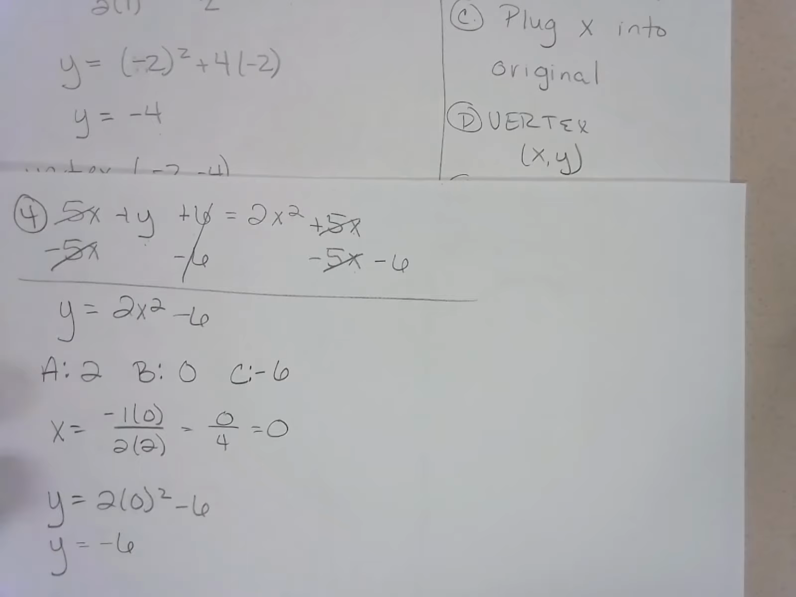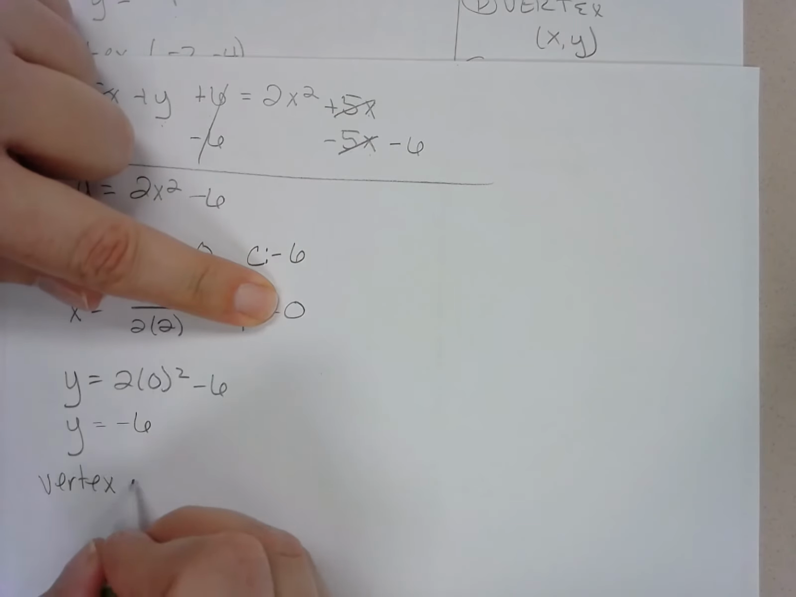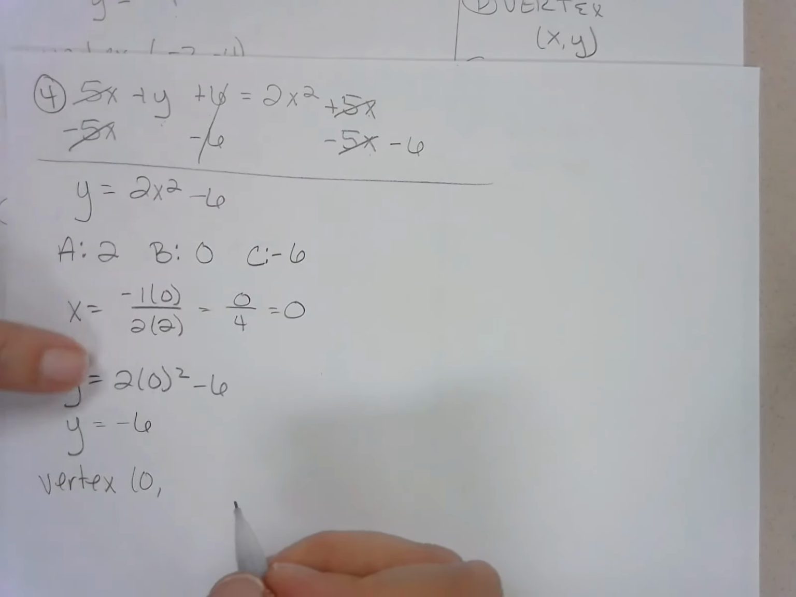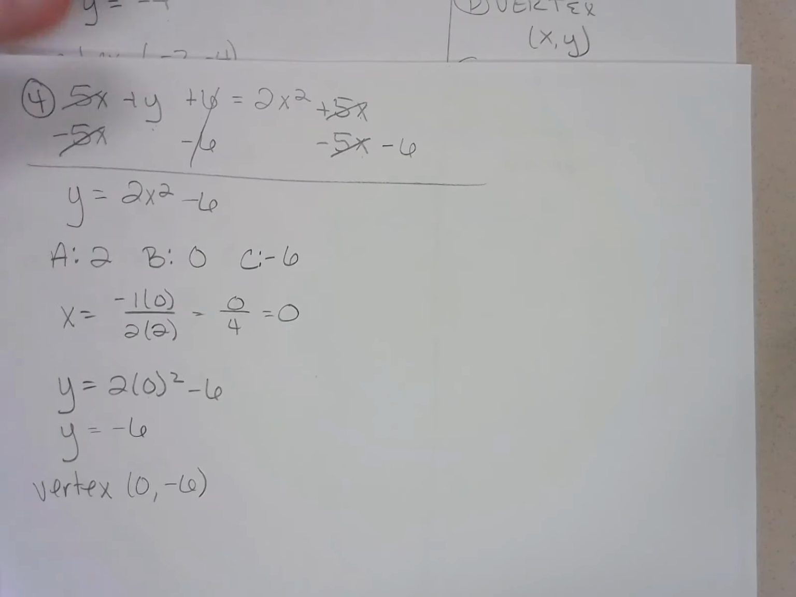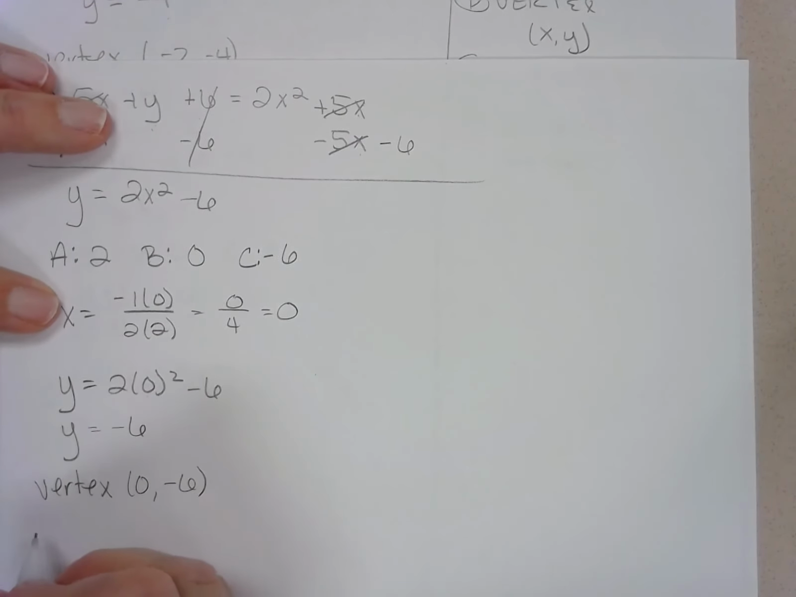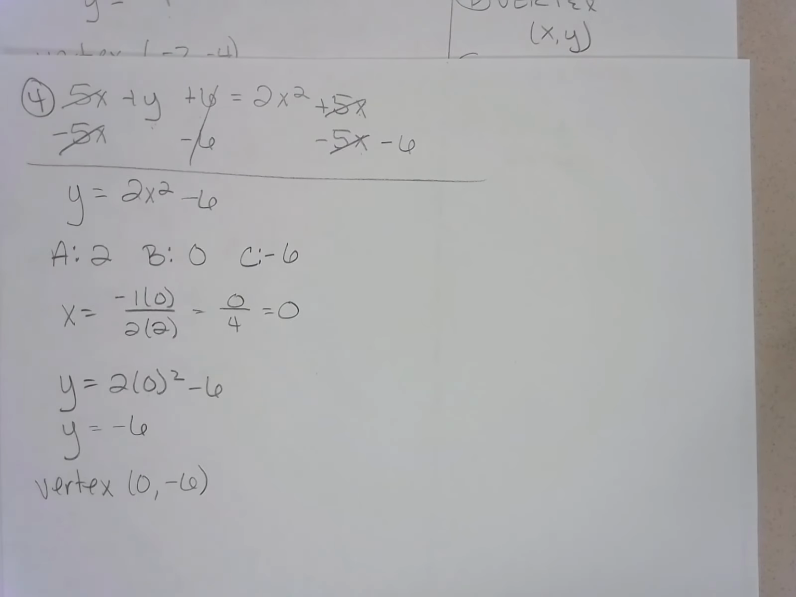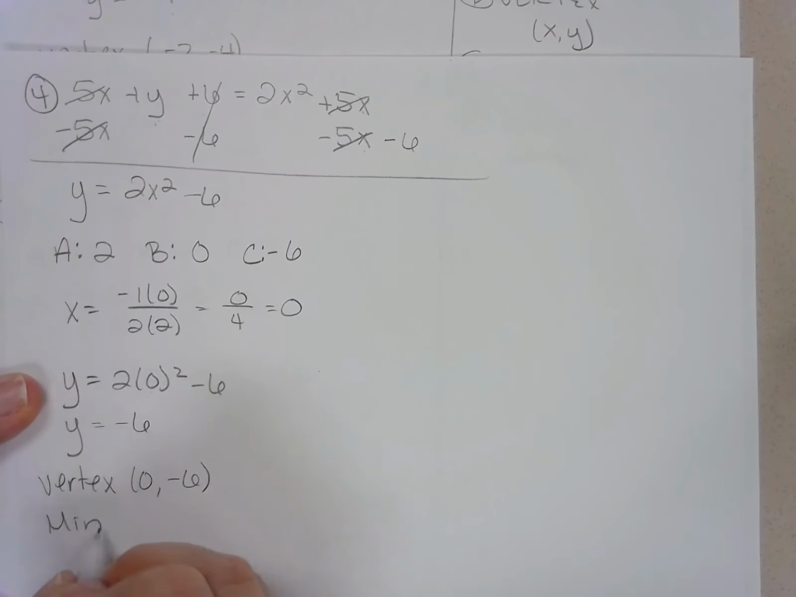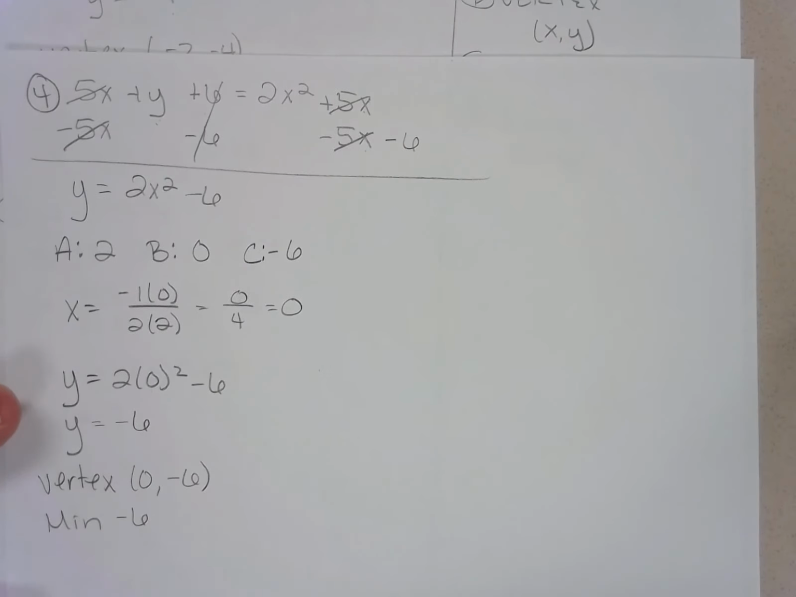Now I can write down what my vertex is. So my vertex is my x that I solved when I found the axis of symmetry, my y when I plugged that axis of symmetry in. And then I can determine if I have a maximum or a minimum. My a value is a positive number, and when I have an a value that is positive, that means I'm going to have a minimum because it's going to be in the bottom of the bowl. And that minimum value is -6.